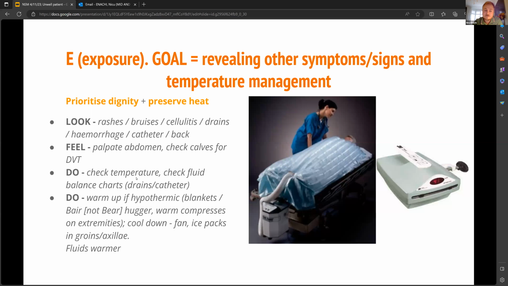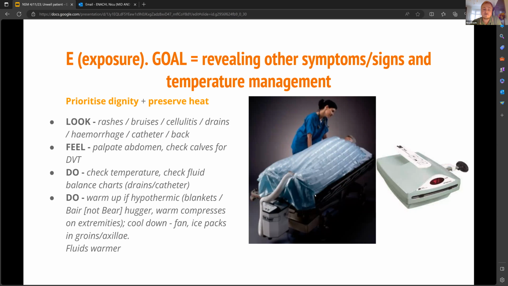Make sure the temperature is checked. This is one of the things you'll ask your nursing staff. And if they have a fluid balance chart, you'll look at that as well. If they're hypothermic, you will think about, how do I warm up my patient? Based on how low the temperature is, you can go from just a few blankets maybe to, what was this thing in the picture here, a Bair Hugger. It's not a bear hugger, by the way. It's frequently misspelled. It's not cuddling a bear as such. It's just the brand, a German brand. Or you think about warm compresses on extremities.